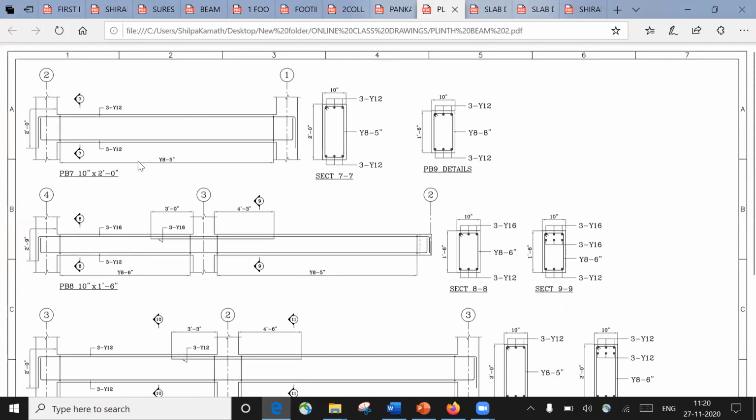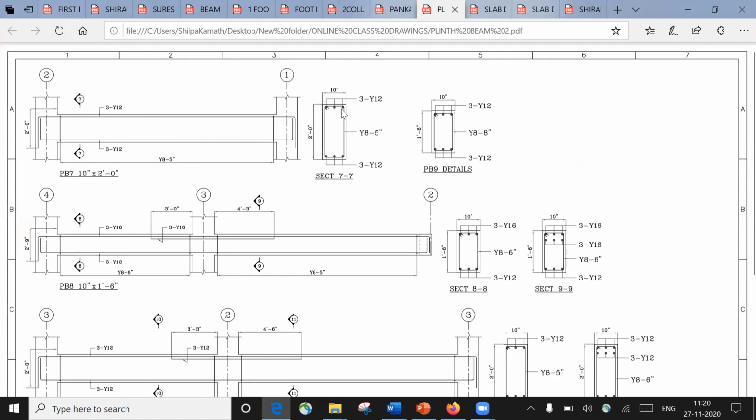In this particular plinth beam of PB7, which is 10 inch by 2 feet, that is 250 mm by 600 mm, you have to use 12 diameter 3 bar at the top. You have to use 12 diameter 3 bar at the bottom. And the stirrups you need to use are 8 mm stirrups, and 5 inch is the center to center spacing. 5 inch comes out to be 125 mm. So this is a cross section of that.